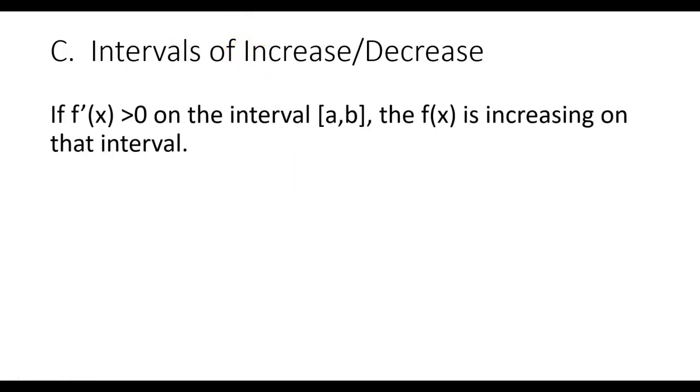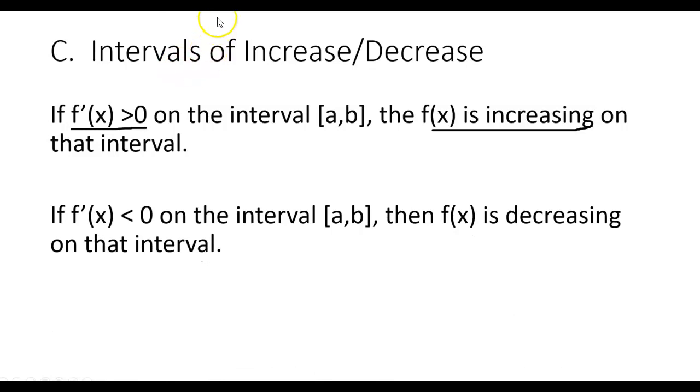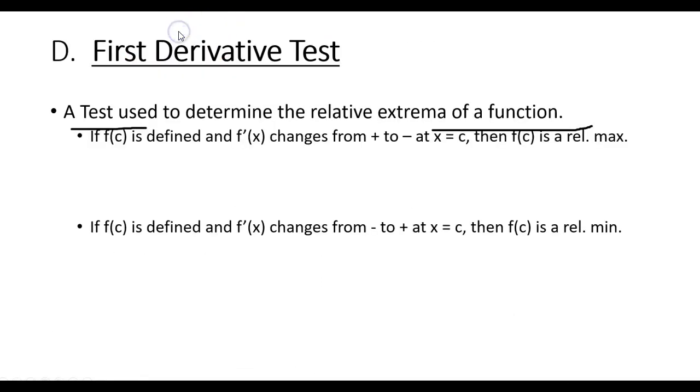All right, so intervals of increase and decrease. How can you tell where a function is increasing and decreasing? Well, if f prime, if the derivative is greater than 0, that means that f of x is increasing. And if f prime of x is less than 0, that means the function is decreasing. So that leads us to the first derivative test. The first derivative test is a test that we use to find the relative extrema of a function. And here's how it works.